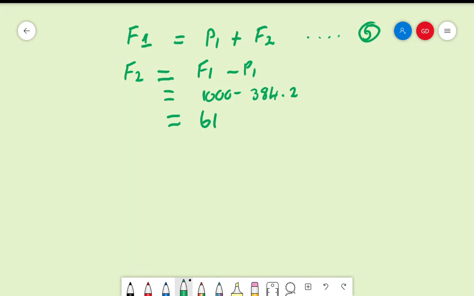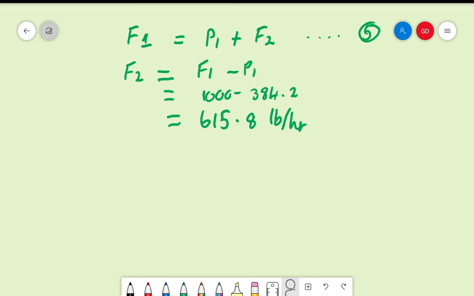That's 615.8 pounds per hour. So we've answered the first part of the question. We're required to find F2, and the flow rate in F2 is 615.8 pounds per hour. So now we need to find the composition. What is F2 composed of in terms of xylene, toluene, and benzene? Okay, so now we conduct a component balance of toluene.